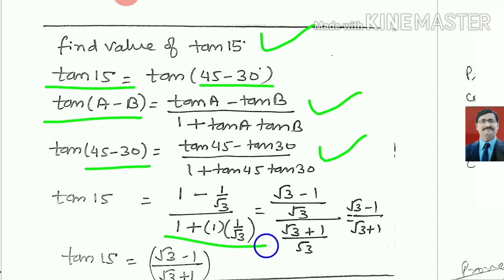So you put all these values, and here on the left hand side we have tan(45 minus 30), which will be tan 15. Now you take LCM. LCM is root 3, in numerator and denominator both sides. So you will get root 3 minus 1 upon root 3, upon root 3 plus 1 upon root 3. Root 3 you can cancel. So the remaining portion is root 3 minus 1 upon root 3 plus 1. So tan 15 we will get as root 3 minus 1 upon root 3 plus 1.